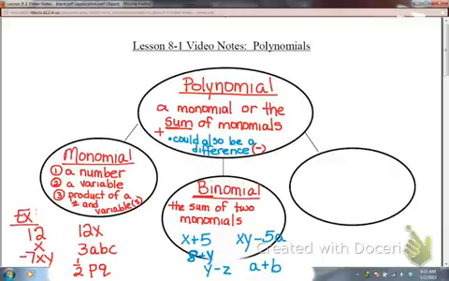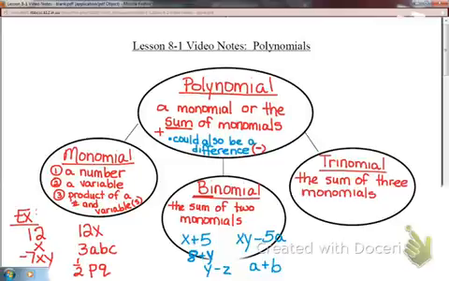Okay, and then in our third circle, we're getting bigger. We started with monomials, which had one item. Then we had binomials, which have two items separated by addition and subtraction signs. If we get a little bit bigger, then we are creating something called a trinomial. As you can guess, a trinomial is the sum of three monomials. And again, it could have addition signs or some subtraction signs as well.